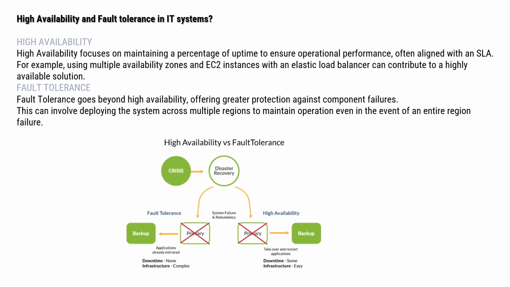These can involve deploying the system across multiple regions to maintain operation even in the event of an entire region failure. In summary, fault tolerant systems are inherently highly available, but not all highly available solutions are completely fault tolerant. The choice between high availability and fault tolerance depends on the business impact of potential failures. So remember, it's not if a failure occurs, but when.